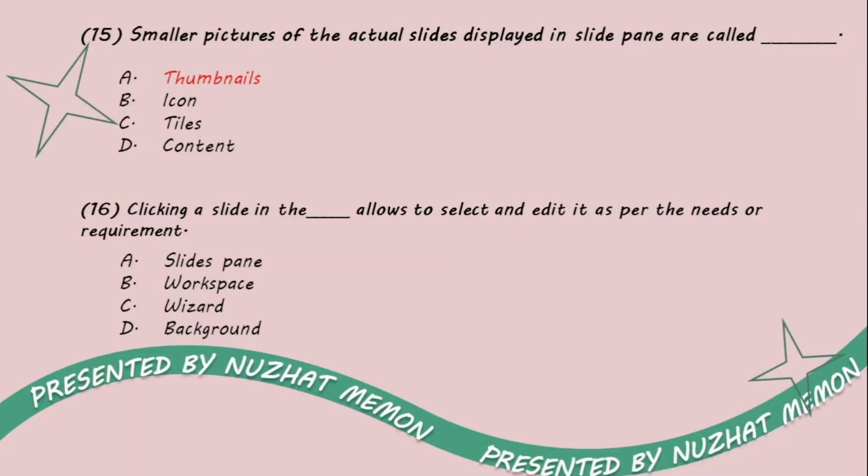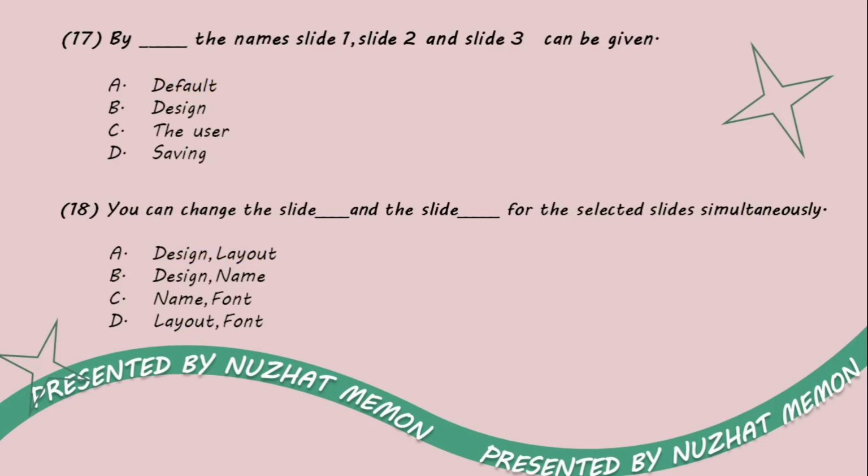Okay. Next, 16. Clicking a slide in the dash allows to select and edit it as per the needs of requirement. So here the correct option is slide pane again. Now, 17. By dash names, slide 1, slide 2 and slide 3 can be given. So by default only it comes.